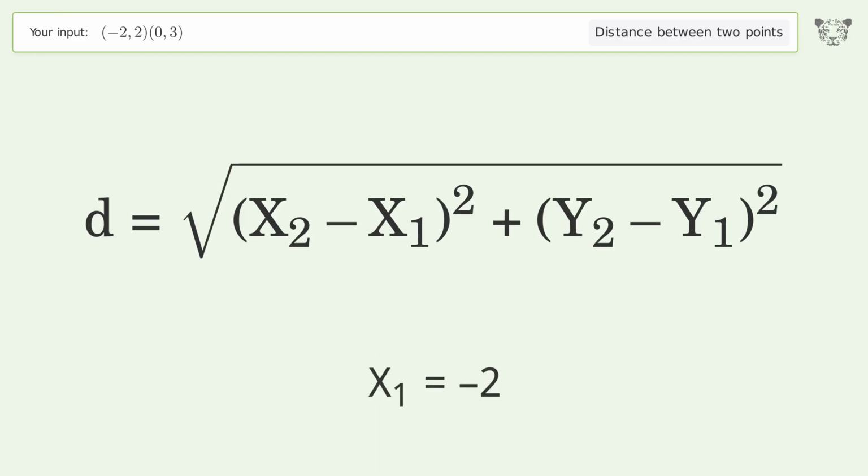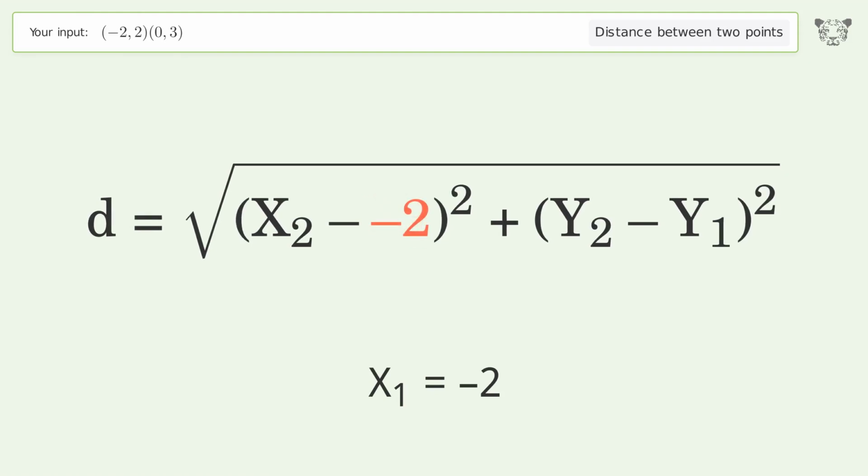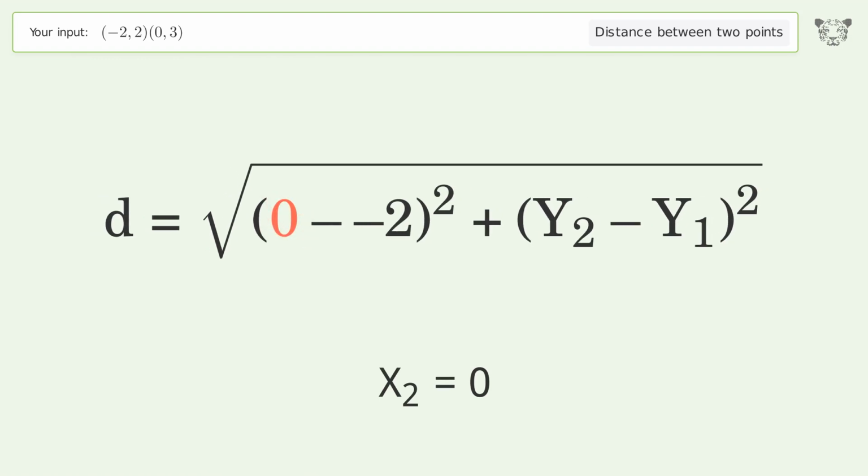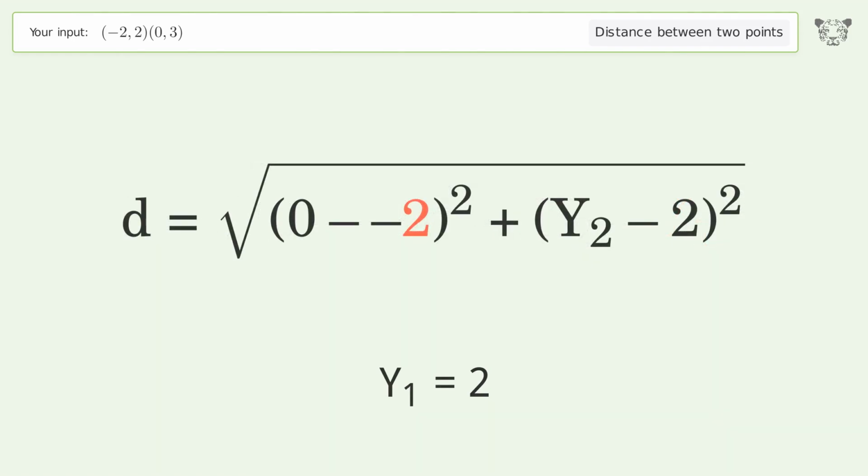x1 equals -2. x2 equals 0. y1 equals 2. y2 equals 3.